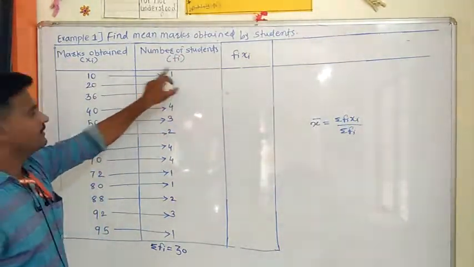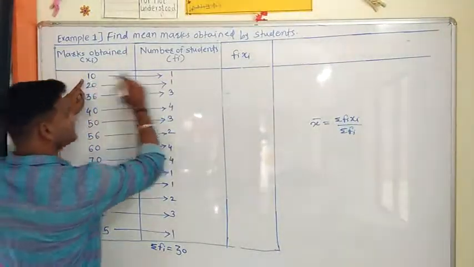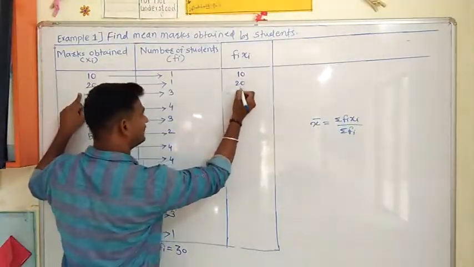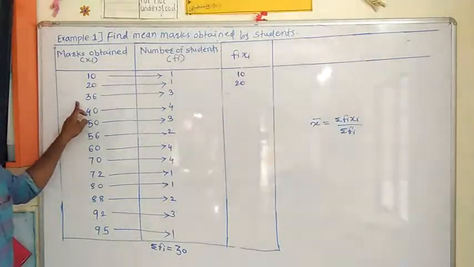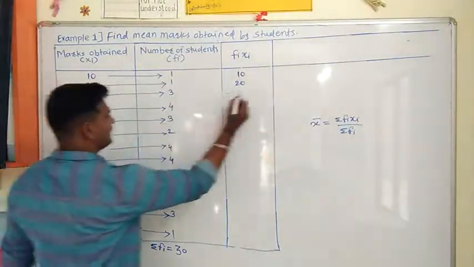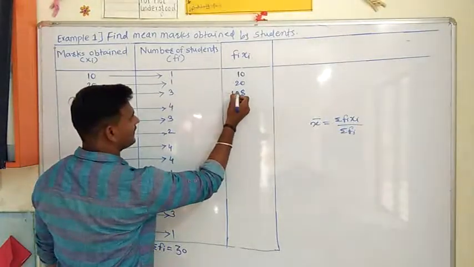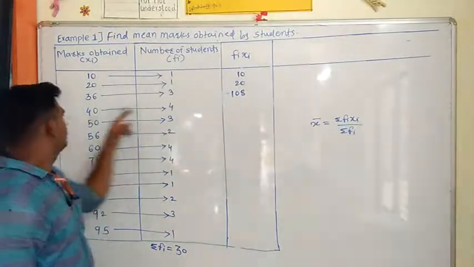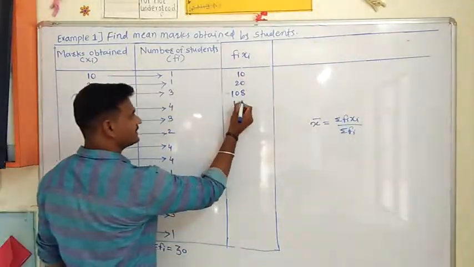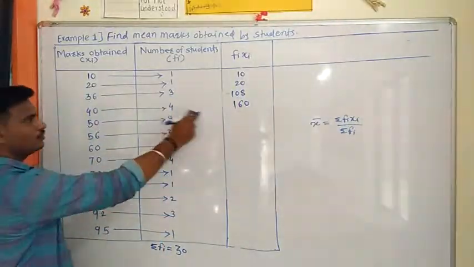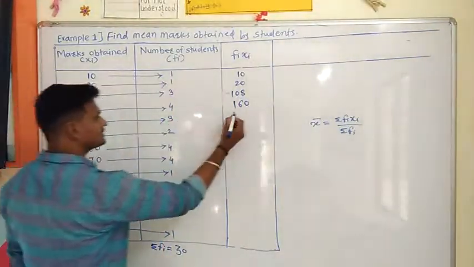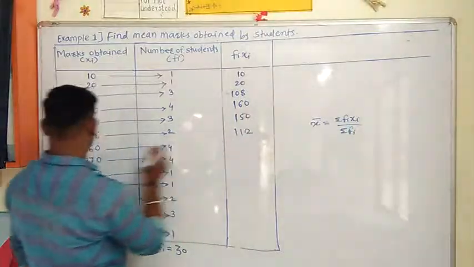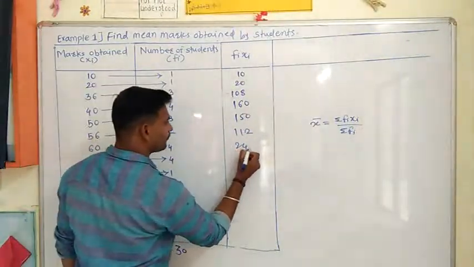Now we have to calculate fi into xi. What is fi here? fi is 1 into xi is 10, so 1 into 10 is 10. 1 into 20 is 20. Now 36 into 3 is how much? 3 6s are 18, and 3 3s are 9 plus 1 is 10, therefore 108. Now 40 into 4 is 160. Like this, 50 into 3 is 150. Again, 56 into 2 is 112. Again, 60 into 4 is 240.